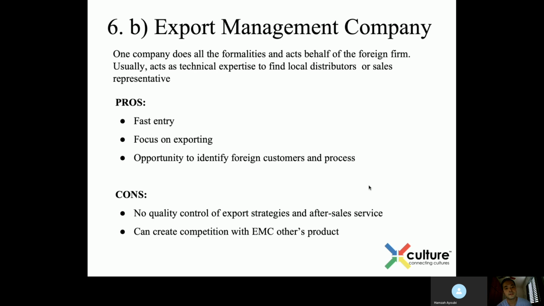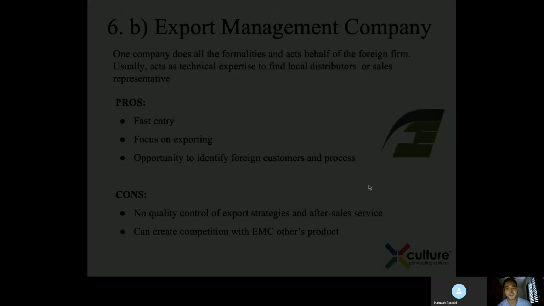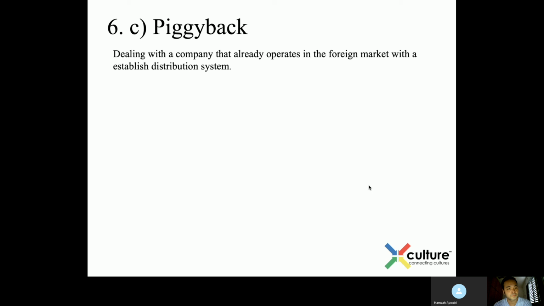And the company can create competition with others' products. One example is FedEx Export. And finally, piggyback. Piggyback is to deal with a company that already operates in the foreign market and has an established distribution system.